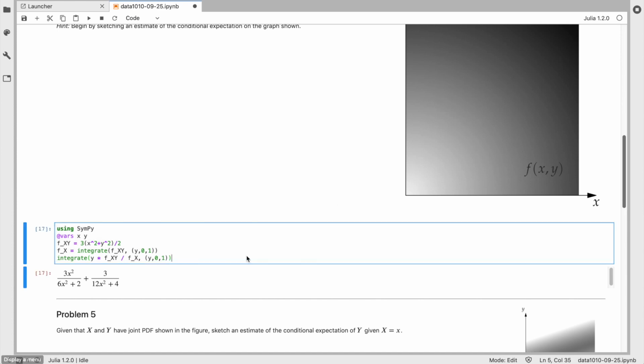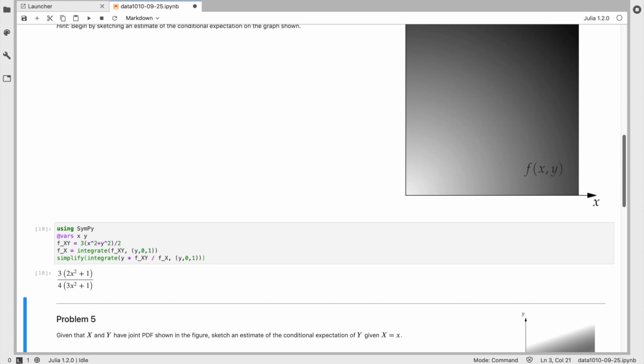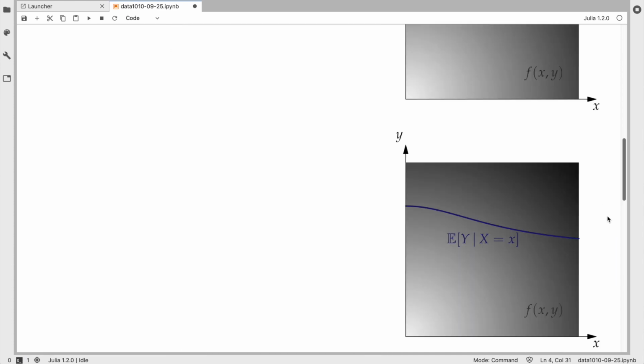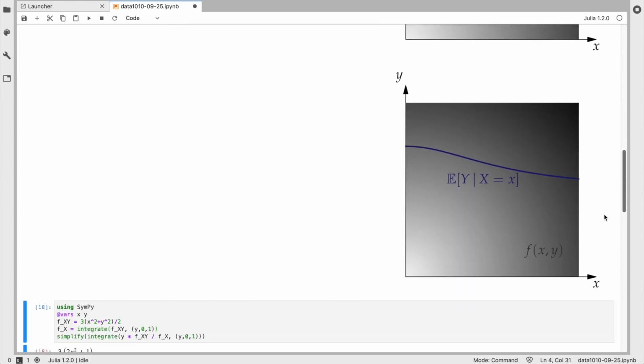And that's a bit untidy, so let's simplify it. We get 3/4 times 2x squared plus 1 over 3x squared plus 1. So that starts out when x equals 0 at 3/4, which is significantly closer to 1 than 0, and then it decreases as x goes from 0 to 1 to 9/16. So that's still above 1/2. So we can look at a graph of that, and it's going to look like this.